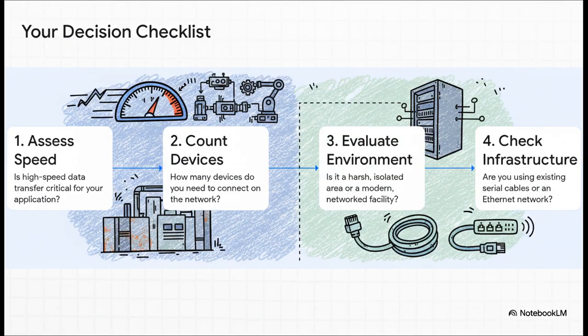So let's make it super simple. Here's a quick 4-point checklist you can run through. 1. How fast do you need to be? 2. How many things are you connecting? 3. What's the environment like? Is it rugged or is it a clean, modern facility? And 4. What kind of wiring do you already have in place? Answer those 4 questions, and you'll know exactly which protocol to choose.